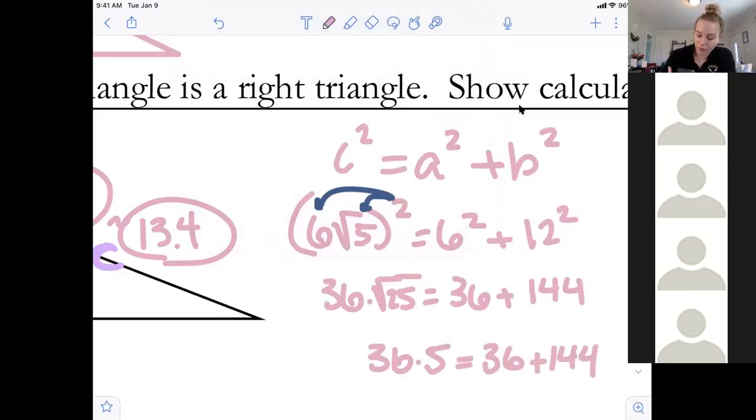If you feel strong enough in your math, you might have just known, okay, the square root and the square cancel each other out, and you could have gone directly to this step and just known it was 5. That's fine. Sometimes we don't connect the dots yet, so I just wanted to go step by step through this. Anybody have any questions so far?